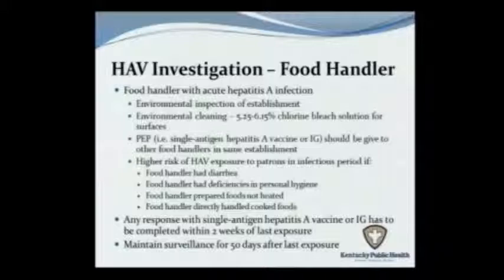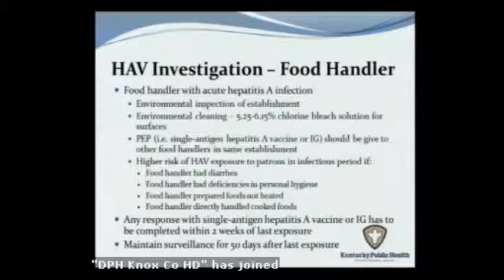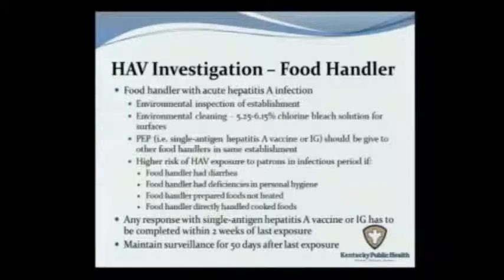For post-exposure prophylaxis, you can either give the single antigen HAV vaccine or IG, and that should be given to other food handlers in the same establishment. And of course, there is a high risk of exposure to patrons if the food handler had diarrhea, if the food handler had deficiencies in personal hygiene, if the food handler prepared foods that were not heated, and if the food handler directly handled cooked foods.